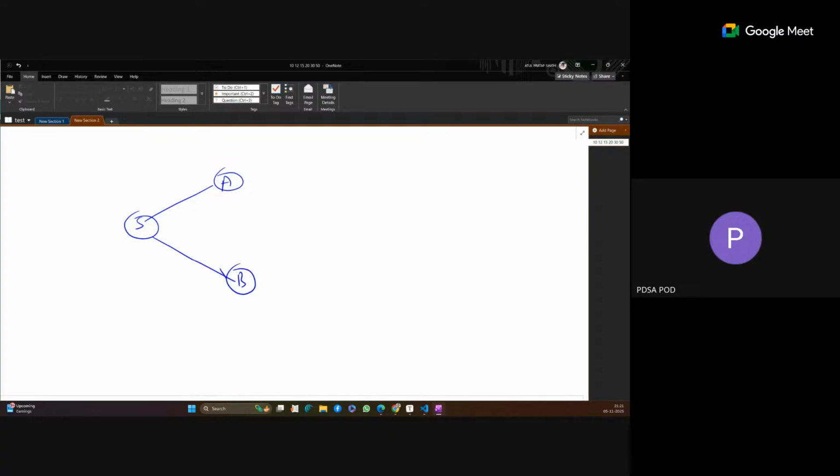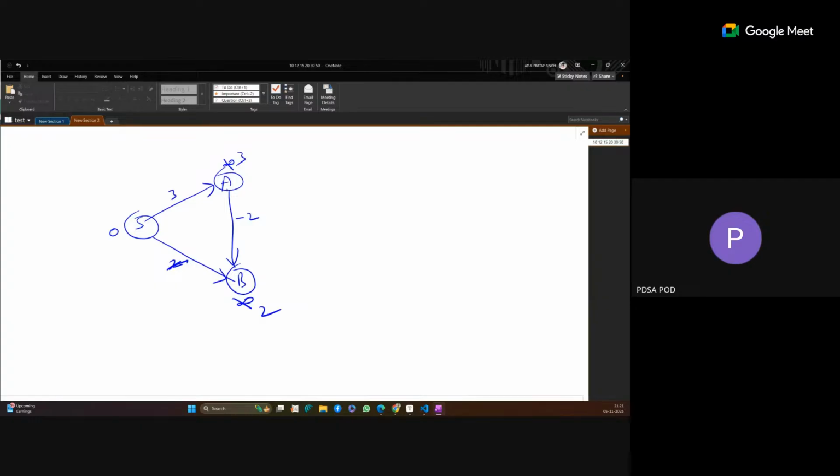Suppose this graph is given, with S, A and B, and suppose we have 3 here, -2 here and 2 here. What will happen if you apply Dijkstra's algorithm on this? Because Dijkstra's algorithm is greedy, once we have selected a node, we will never update that node again. So this is infinite, this is infinite, this is 0. Now S to A is 3, so 3 will be updated here, and S to B is 2, so 2 will be updated.